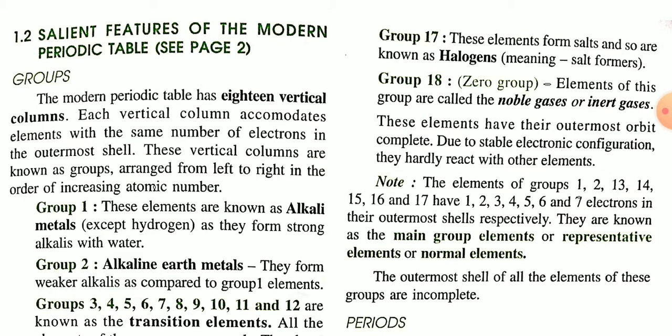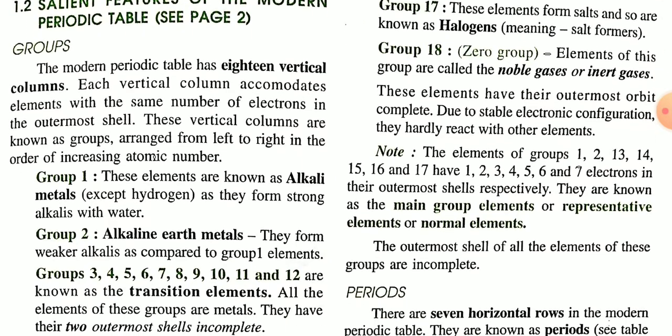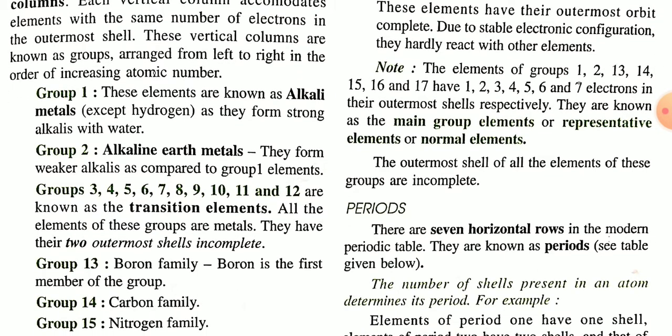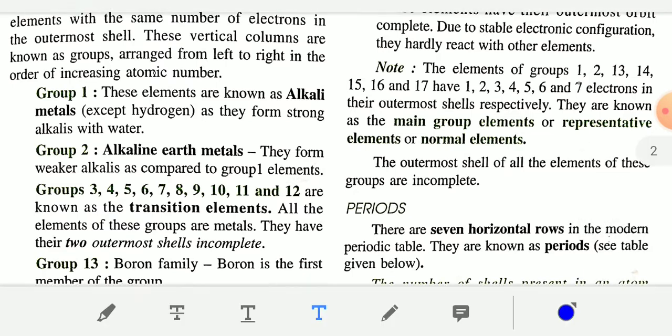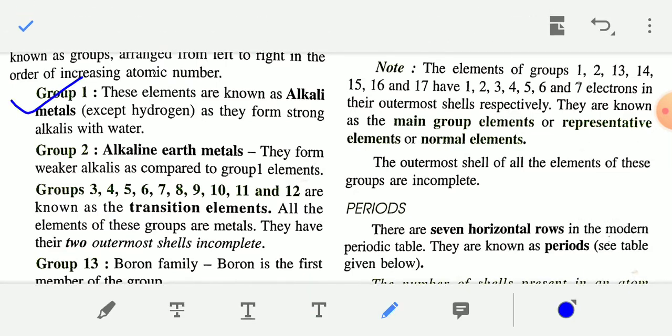and each vertical column accommodates elements with the same number of electrons in the outermost shell. These vertical columns are known as groups, arranged from left to right in the order of increasing atomic number. So first, group 1. Group 1 elements are known as alkali metals, except hydrogen, as they form strong alkalis with water.